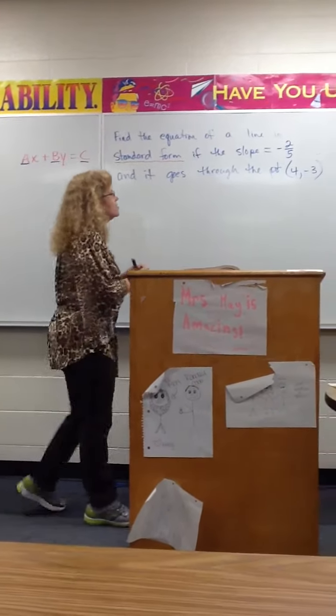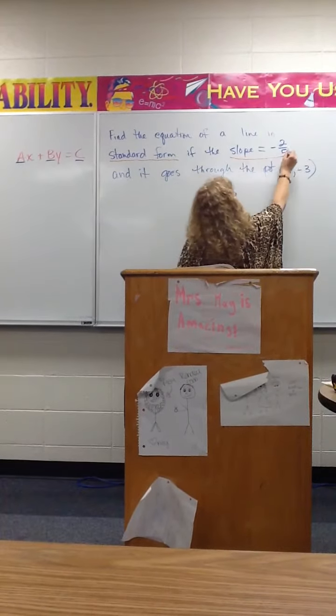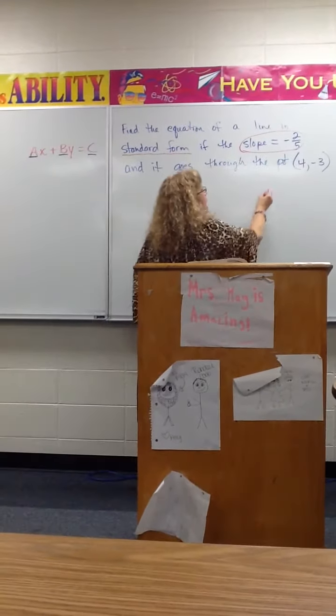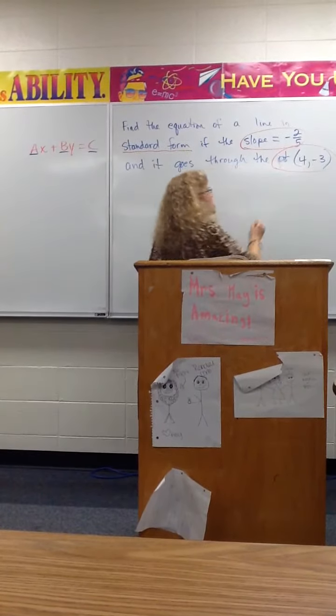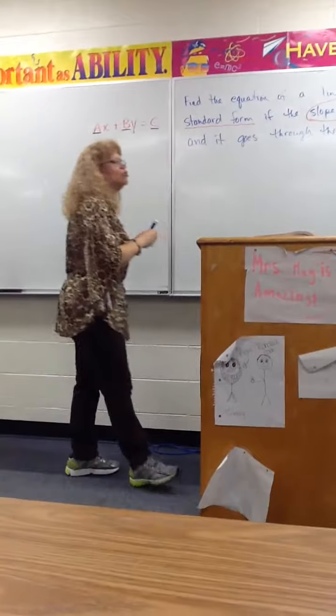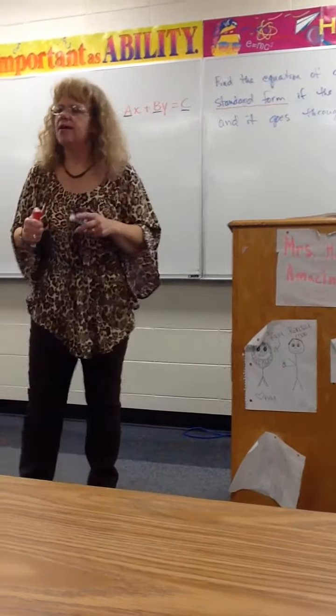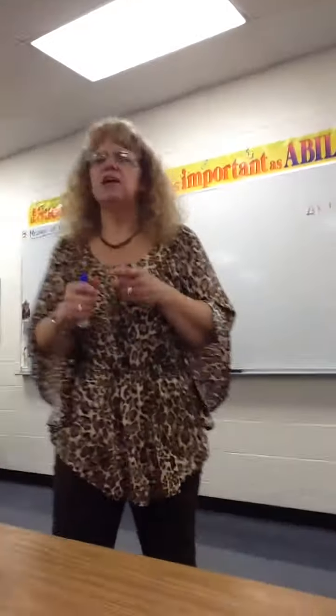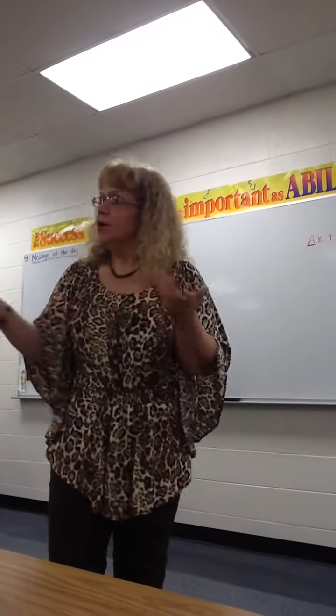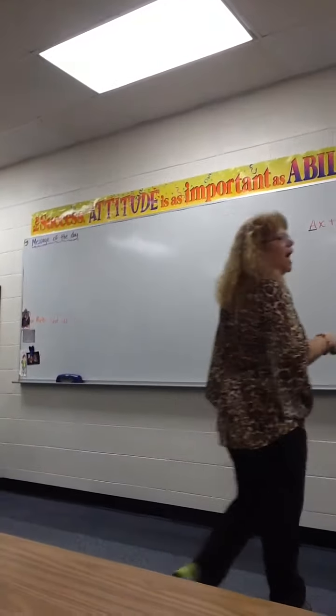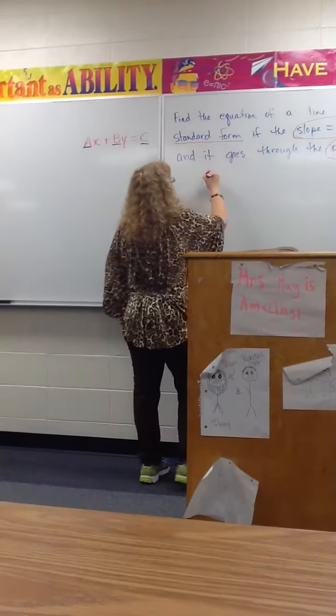What do they give us? The slope and a point on the line. Can you tell me what equation you think you're going to need to use if they give you the slope and a point on the line? Point slope form. And point slope form looks like this.